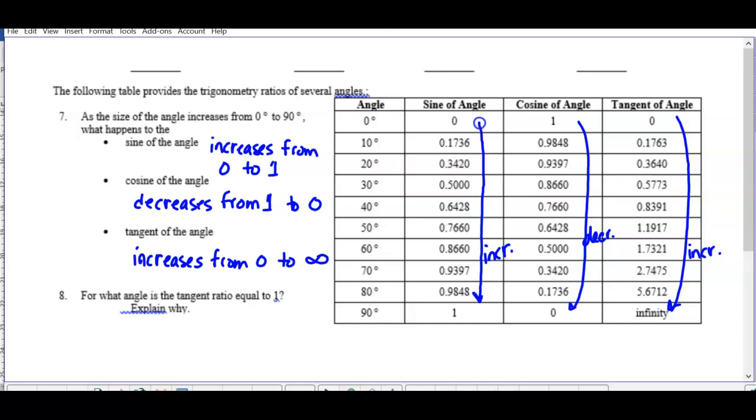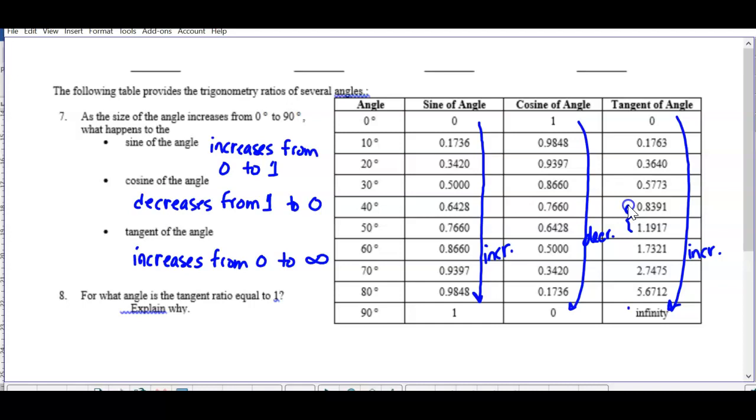Okay, for what angle is the tangent ratio equal to 1? Sorry, I looked in the wrong place. You take a look in the chart, there isn't a 1 in there. It's somewhere in here, between 40 and 50.